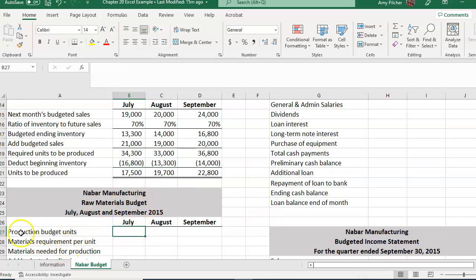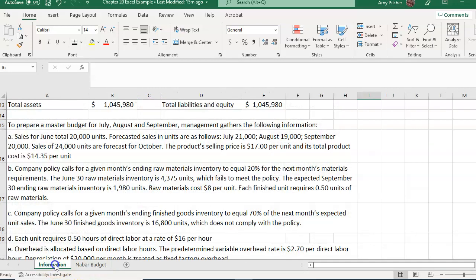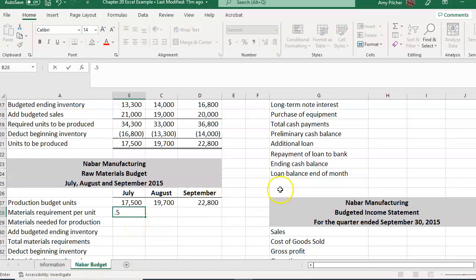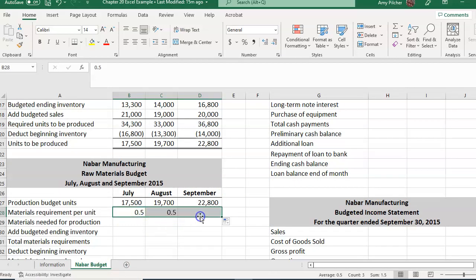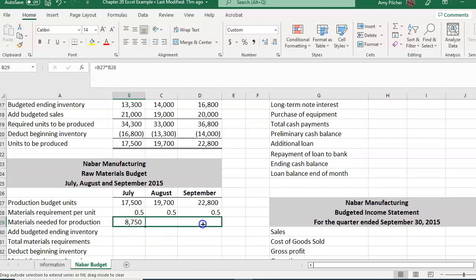So my raw materials budget then starts with those budgeted production units, from my units to be produced. And I'm going to carry those over to autofill. Next, I need to know the materials requirement per unit. I go to my information and I see that each finished unit requires 0.5 units of raw material. So 0.5, and I'm going to carry that 0.5 all the way across, put a border. So the materials needed for production are the production budget units times the materials requirement per unit. And I can carry that formula across and autofill.